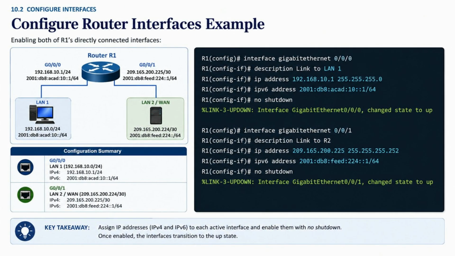Live example enabling both of R1's interfaces. G0/0/0 gets a description, dual stack IPv4 and IPv6 addressing, and no shutdown. Watch for the %LINK-3-UPDOWN message confirming it came up. Same process repeats for G0/0/1 toward R2. Point out that this message is the router's way of confirming the interface is actually live, not just configured.